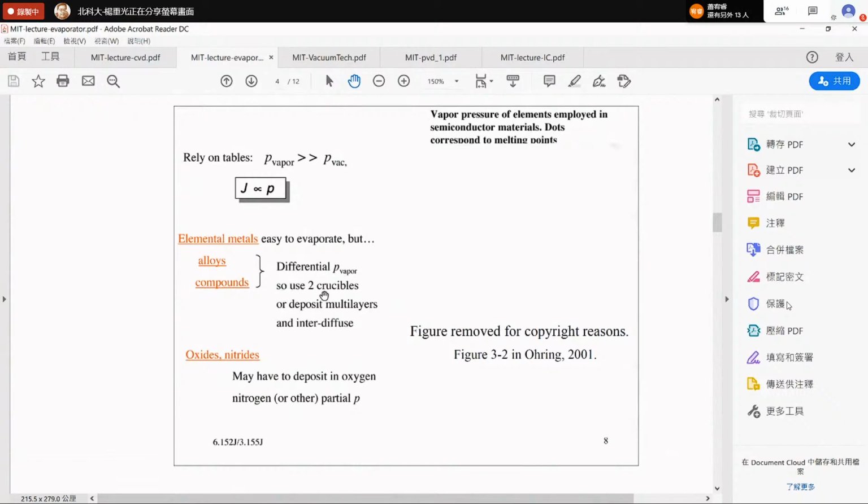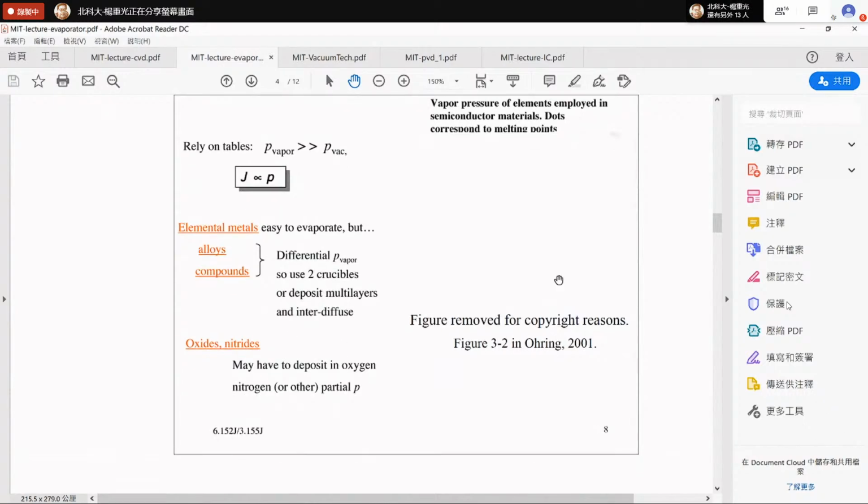So maybe you can use two crucibles, right? Or use something multi-layer and deposit multi-layer. Okay. The oxides or nitrides, we have to deposit in oxygen or nitrogen partial pressure. But this is difficult to make because in the evaporation, we normally make a very low pressure. So this is a challenge.